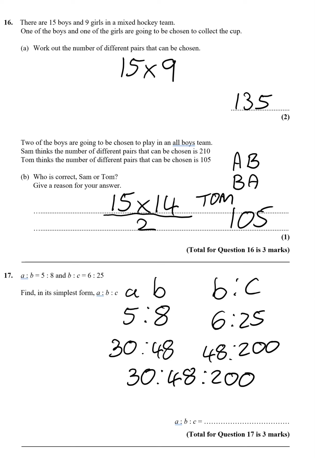Well, they certainly can be divided by 2. But now they can't be simplified anymore, because 3 does go into that, but 3 doesn't go into 100, and 5 doesn't go into 24. So actually A to B to C, that's in its simplest form.